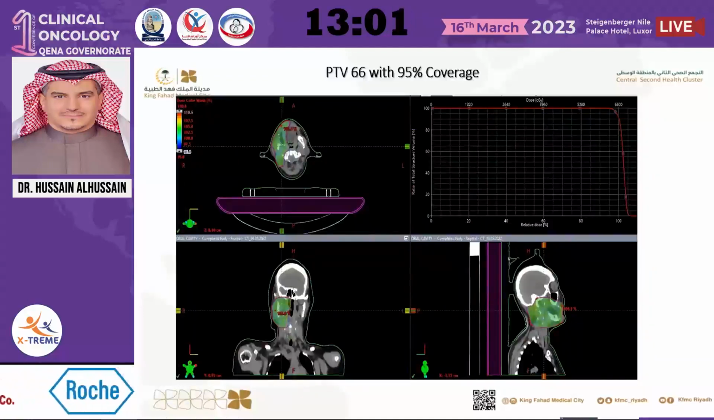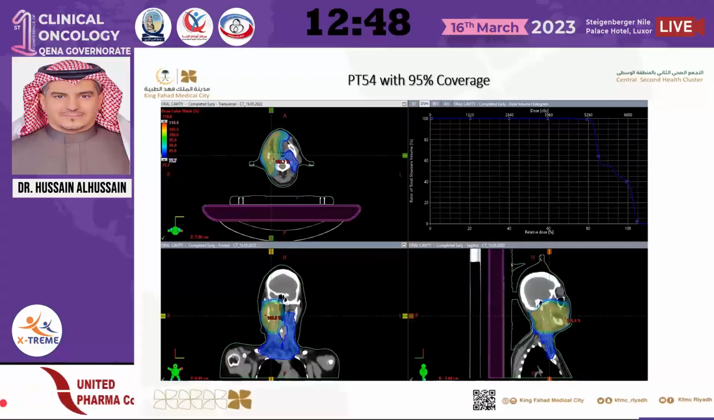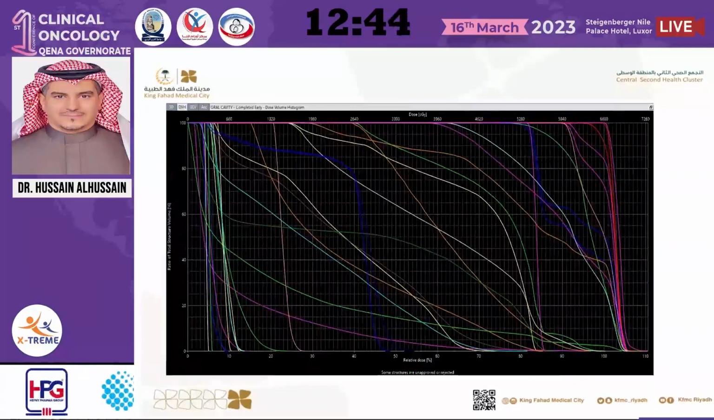The isodose cloud is shown here, for the intermediate risk volume, and for the low risk volume. DVH.